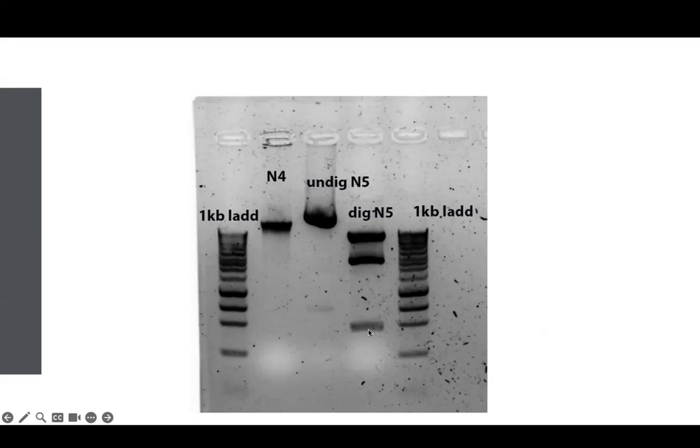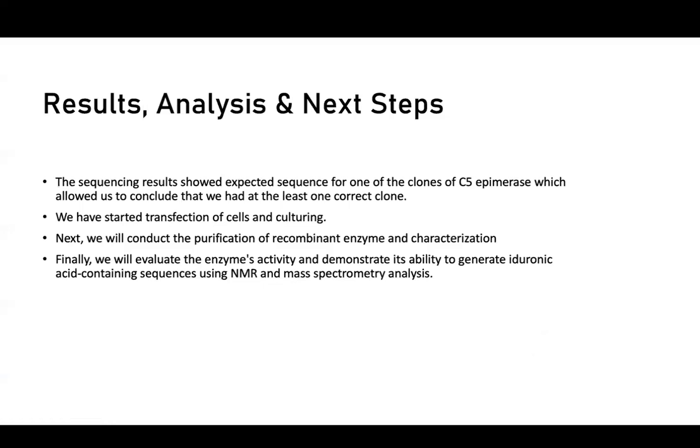However, we were puzzled by the appearance of the lowest band as we were unsure of what it could be. So we sent undigested number 5 for sequencing. Sequencing results provided an answer to this, as we observed extra sequences at the 3' end of one of the clones, but the other clone showed the expected sequence.